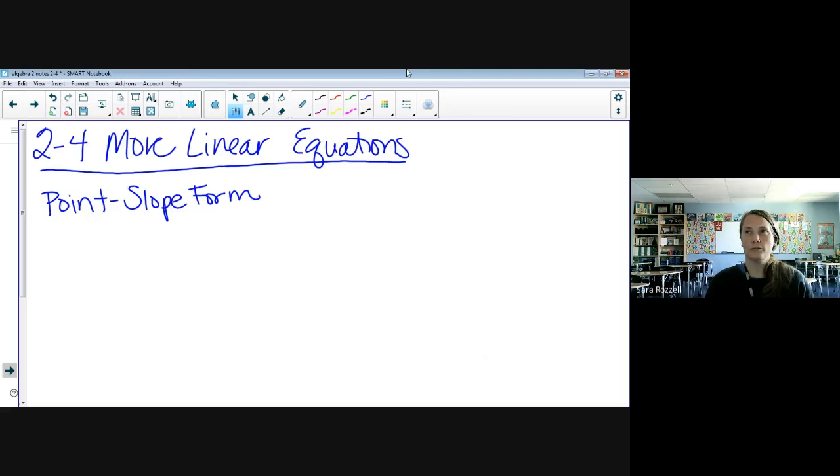So point-slope form, when you are using it, you have to have a point and you have to have a slope. That's why they called it point-slope form. So you've got an ordered pair and you have the slope. Here is our form that we're going to use. y minus y1 equals m times x minus x1.